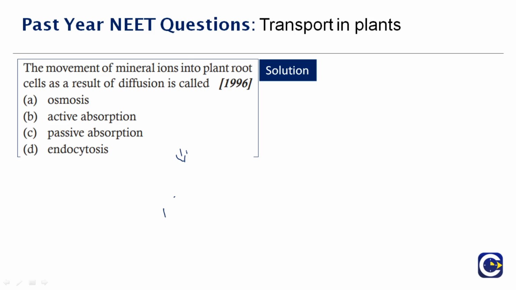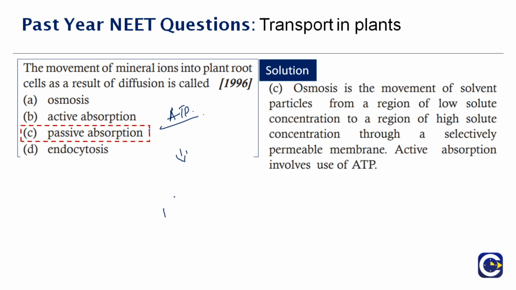Now passive transport is a movement of ions and other atomic or molecular substances across the cell membrane without the need of energy input. Unlike active transport, which requires the usage of ATP. So here the movement of mineral ions into the plant root as a result of diffusion, without the expenditure of energy, is through passive absorption. Therefore the correct answer is option C.